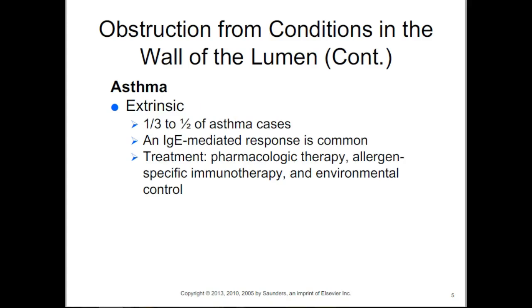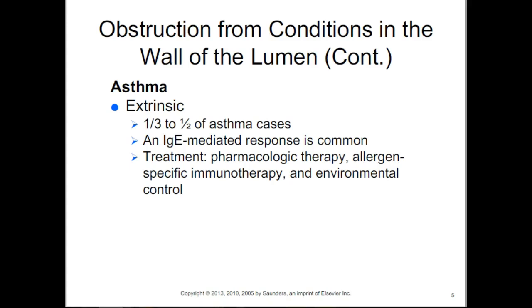All right, so extrinsic, about 1/3 to about half of all asthma cases are going to be an IgE-mediated response to some sort of allergen, right? So what are we going to do? Pharmacological therapy that could involve rescue inhalers. It could involve a nebulizer or something of that nature for the immediate resolution, right? And then in the long term, you could do some immunotherapy.